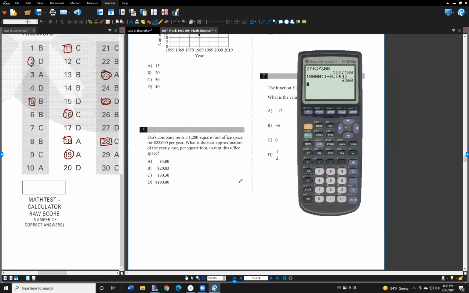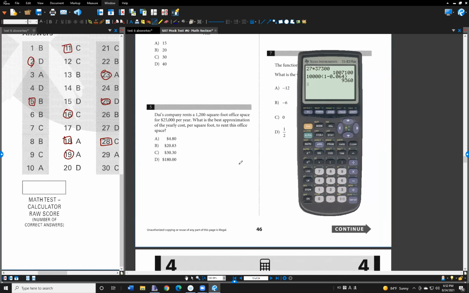Number 5. Independent questions. A company rents a 1,200 square foot office space for $25,000 per year. What is the best approximate yearly cost per square foot? Space is 1,200 square feet, and the rent is $25,000 per year. That gives us the price for 1 square foot.